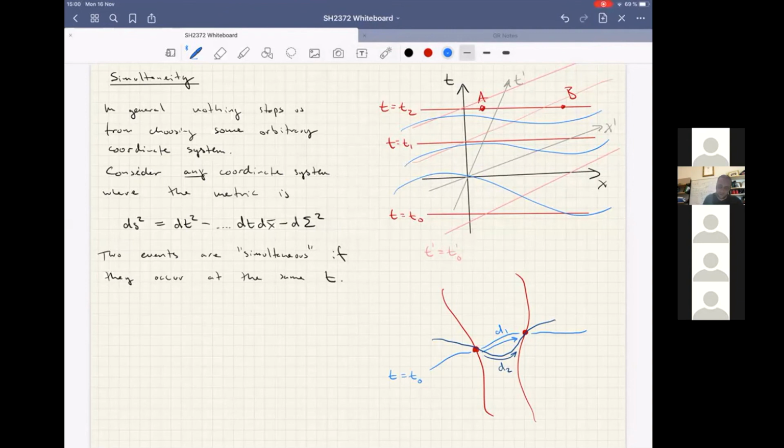So in general, it's better to just look at the light cones, just as in special relativity. If you have a given event, you can split the space-time into the past, the future, and elsewhere, or spatially separated, from this event P.